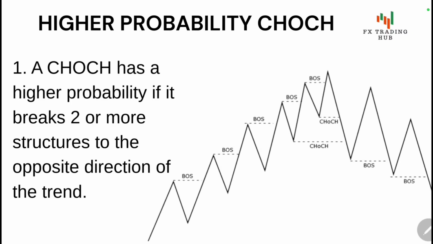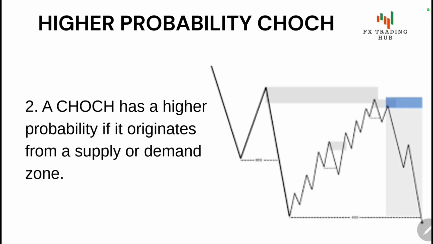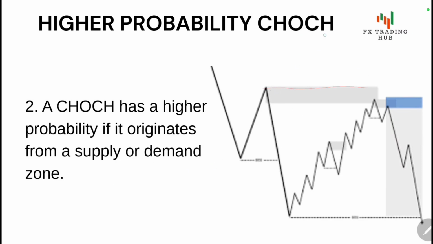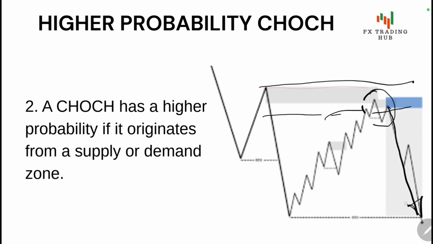Okay, so the next thing that can increase the probability of your change of character is if a change of character originates from a supply or a demand zone. You need to know that change of character does not just occur in a vacuum. Something propels it, and that is either a supply zone or a demand zone. Like in this case now, this supply zone gave birth to this change of character. The change of character occurred as a reaction to the supply zone.